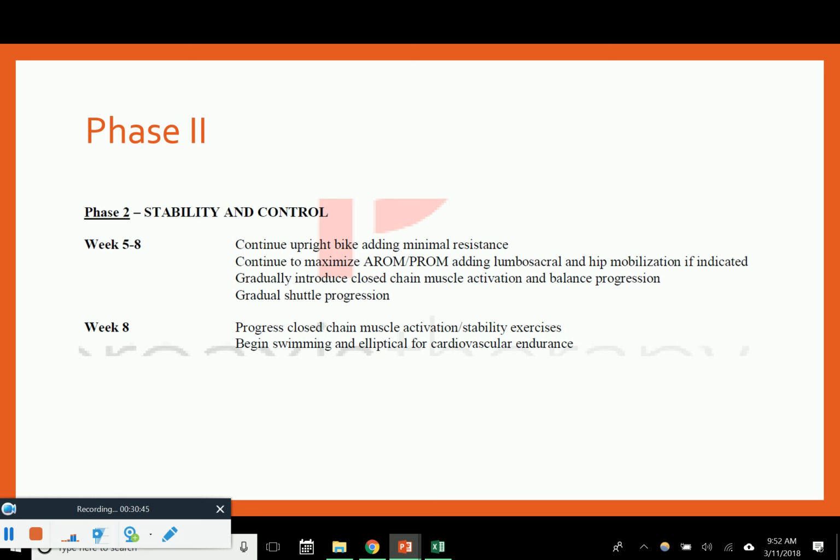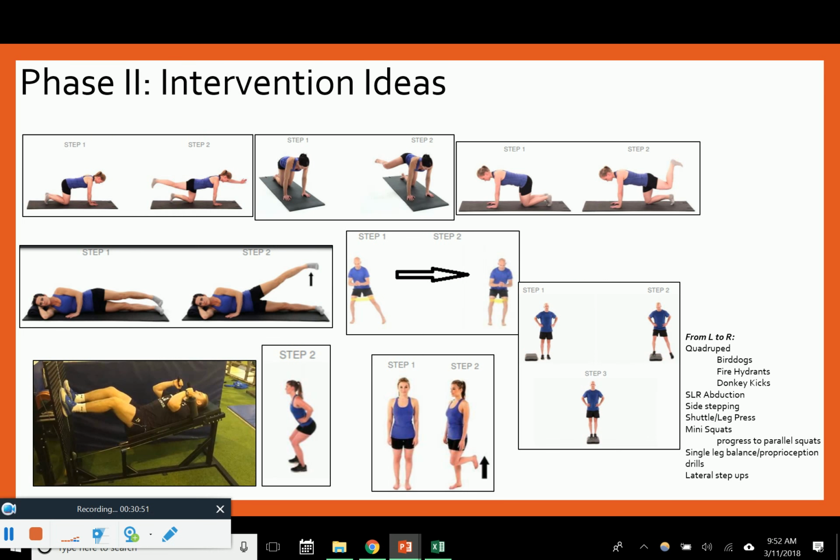Here again is from a protocol. You can pause it here and look at this if you'd like to. Here's phase 2 intervention ideas listed out as exercises. This is when I would start getting them more into a quadruped position. Also have them do more standing exercises, and finally start loading them on the leg press.